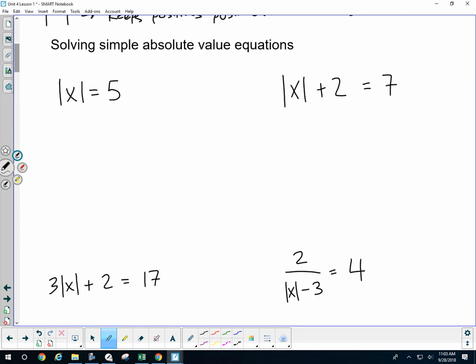So, we will be solving for the rest of this class period absolute value equations. Like the absolute value of x is equal to 5. Please discuss with your neighbors what x equals.